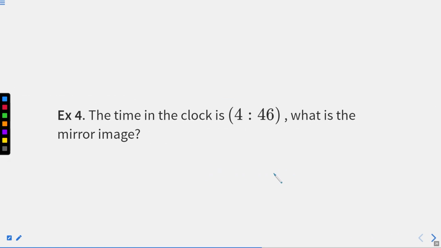So, the first question says, what will be the mirror image when the time is this? First, we will use a simple method. That simple method says subtract it from 11 and 60. What we are supposed to subtract? 4 and 46. Just subtract them. Let's see what you get. 7 and here you get 14. So, 7 and 14 will be the answer, right?